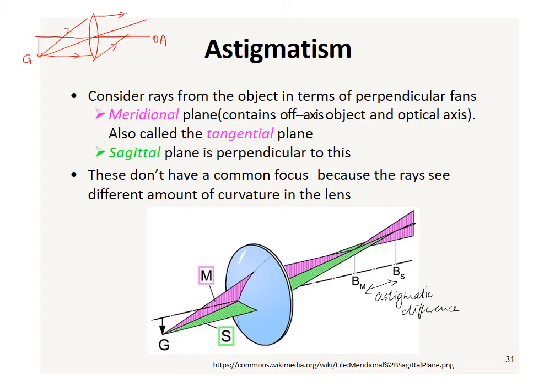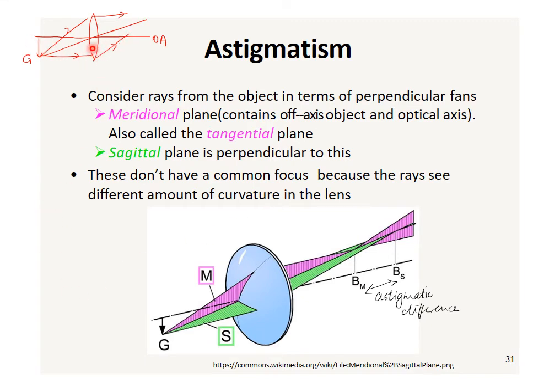So this plane, which in the way that I've drawn it here is the plane of the screen that you're looking at, contains the off-axis object and the optical axis, and this is called the meridional plane or the tangential plane. And these rays, which are located in the plane, are called meridional rays.